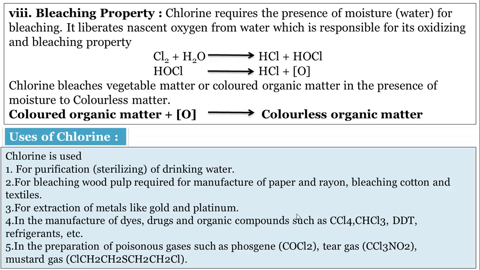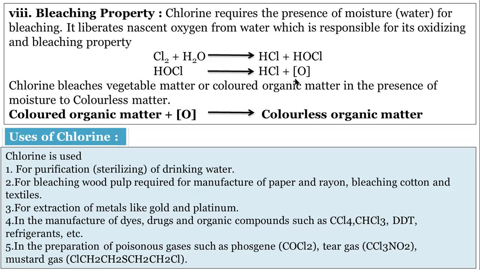Then how does chlorine bleach? The bleaching property of chlorine is due to the presence of nascent oxygen, remember. And how is this nascent oxygen generated? When chlorine reacts with water, in a moist condition or in presence of moisture, it gives a mixture of HCl and HOCl. This is hypochlorous acid. This HOCl is responsible for bleaching. This HOCl gives a mixture of HCl and nascent oxygen.